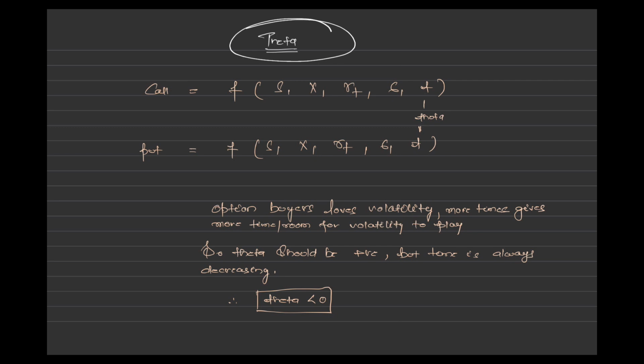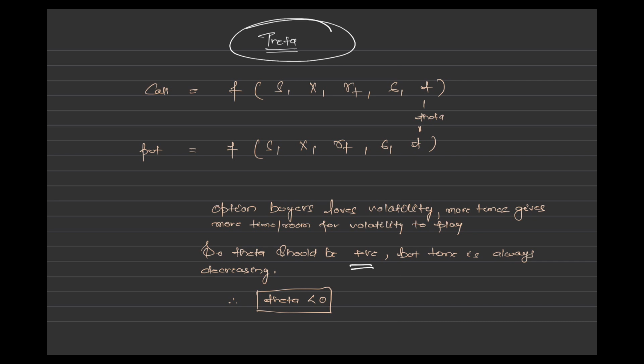Okay. So what we are trying to tell in theta is, what is the rate of change of call premium or what is the rate of change of put premium due to 1 unit change in time. That is what theta is. So theta has to be positive because option buyer loves volatility, and volatility gets more room to play when time is larger for you. So volatility and time go hand in hand.